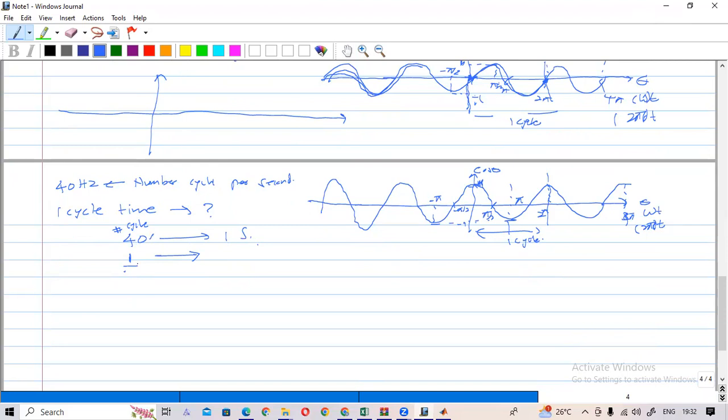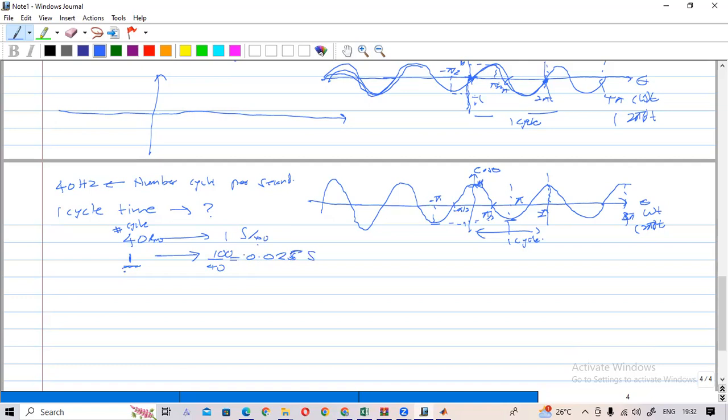You need to divide this side by 40. That means this side also should be divided by 40. So 40 into 40 divided by 40, it will be 1. 1 divided by 40, it will be 0.025.